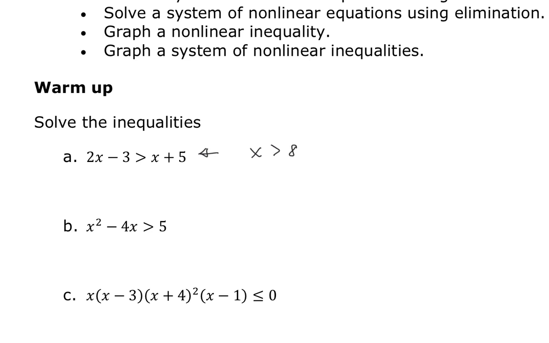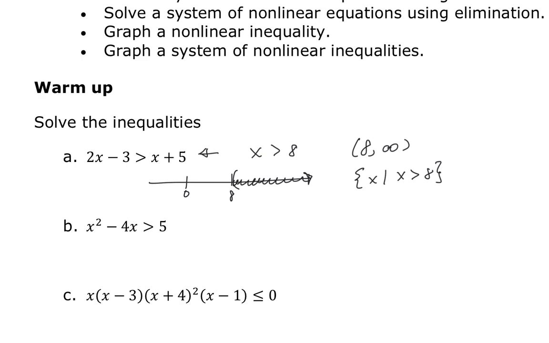Now, as a solution, we would write this as parenthesis 8 comma infinity in interval notation. Set builder notation would be curly bracket x such that x is greater than 8, closing the curly bracket. Graphically, here is 0 and here is 8. I'd have an open parenthesis, which means it doesn't include it, and then I would shade on the number line.